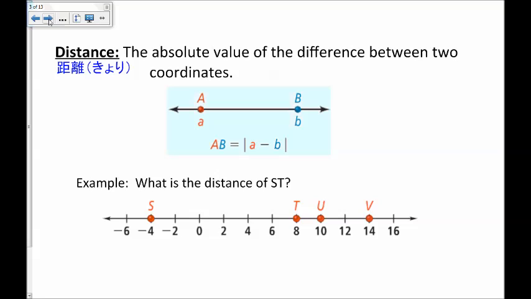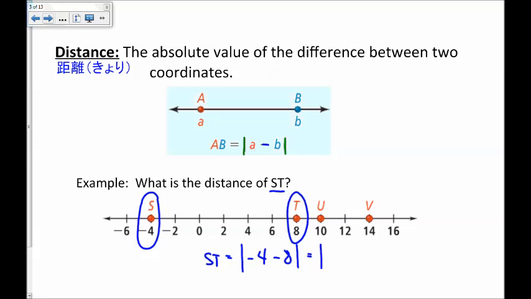Distance. The distance is the absolute value of the difference, subtraction, between two coordinates. So, for example, what is the distance of ST? Well, the coordinate of S is -4, and the coordinate of T is 8. So the distance, ST, is equal to the absolute value of -4 minus 8. Now, -4 minus 8 is -12. And the absolute value of -12 is +12. Distance is always positive.